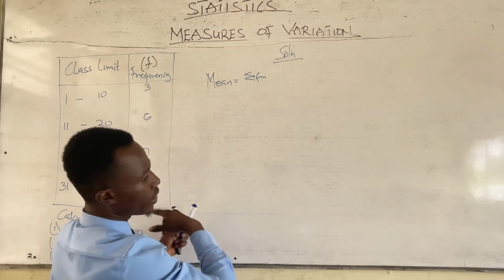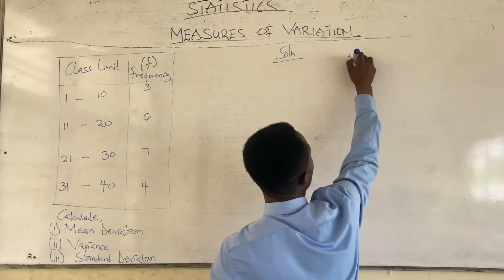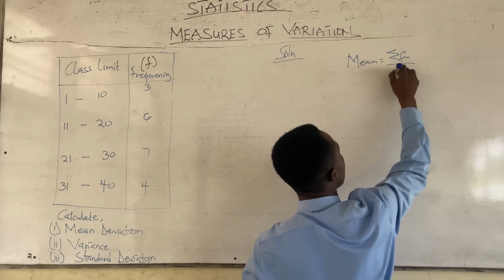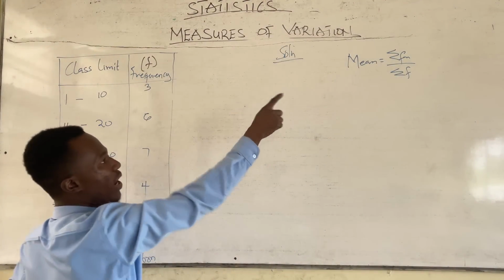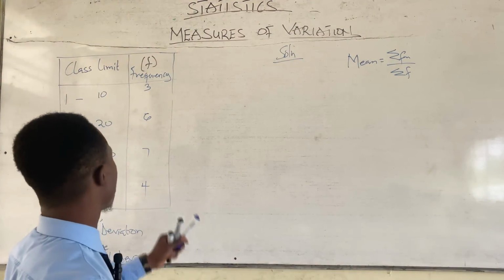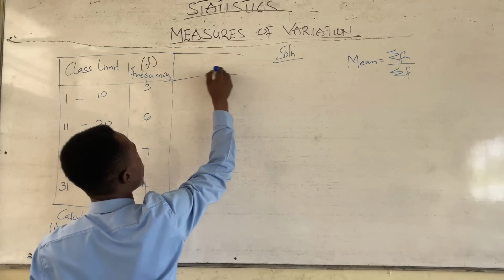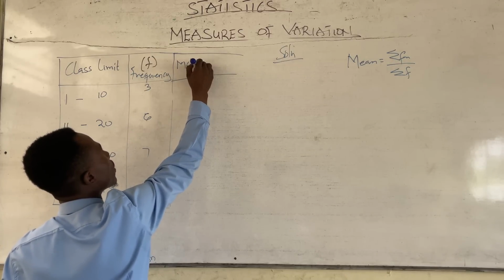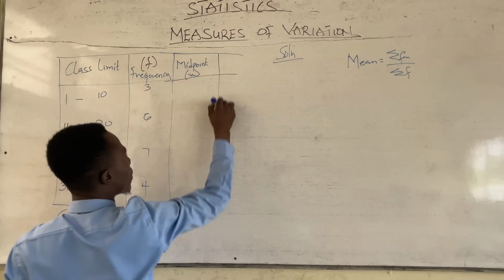I'll need a space here, so let me extend it to the other side. We all know mean is equal to summation of fx over summation f. So we have f here, but we don't have x. And you know from classification of data that x is the midpoint. So here you have to establish another column called midpoint, which is also known as the x.